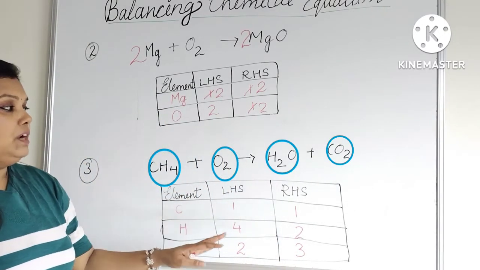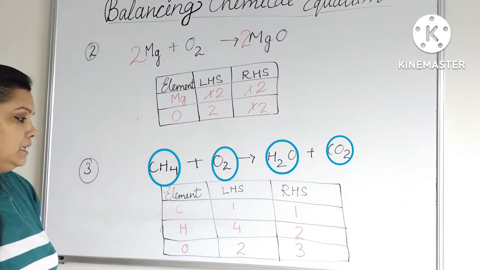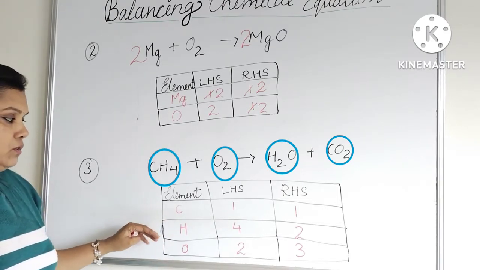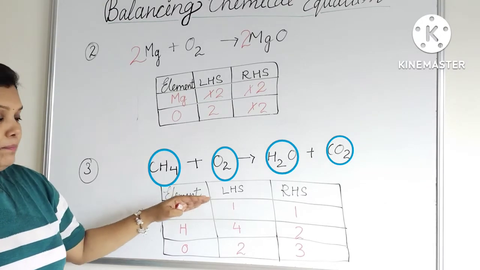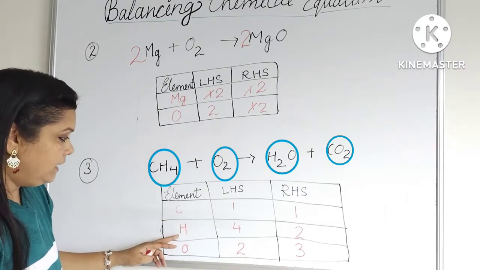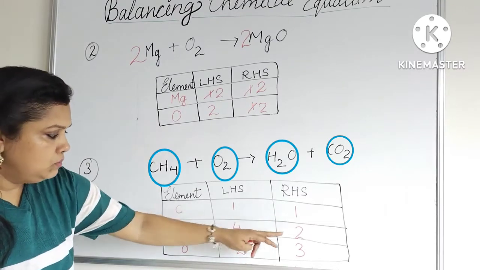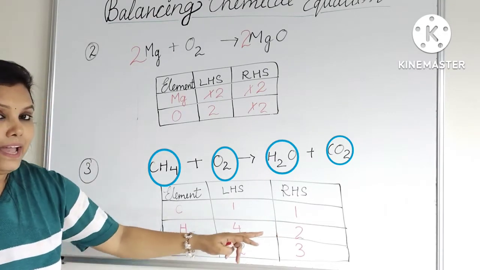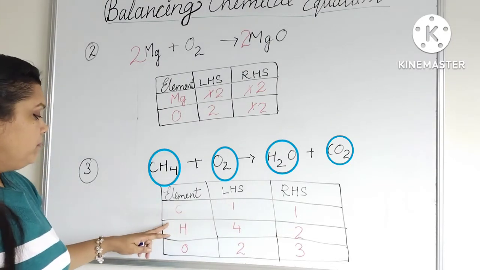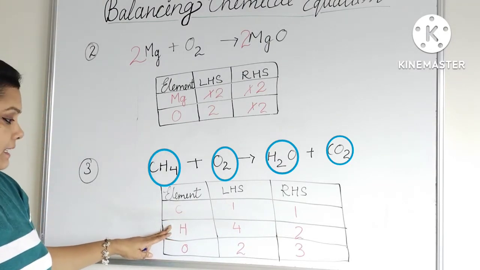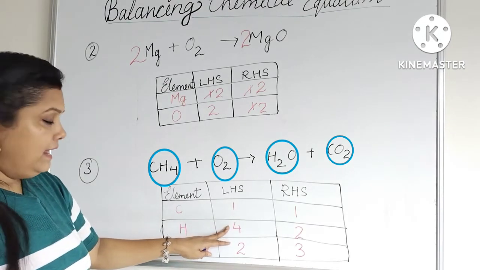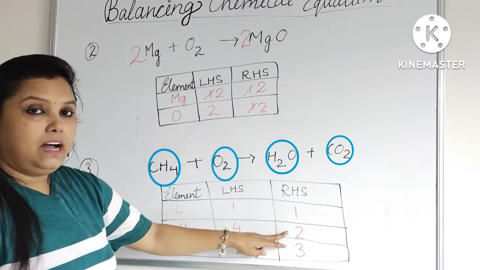Okay, we have to write the total number of atoms. Now, is this equation balanced? No, it is not. Only the number of carbon atoms in the product and the reactant sides are equal, but hydrogen it is 4 and 2, oxygen it is 2 and 3. The first element is balanced. We will move to the second element, that is hydrogen. Here it is 4 in the LHS and 2 in the RHS.